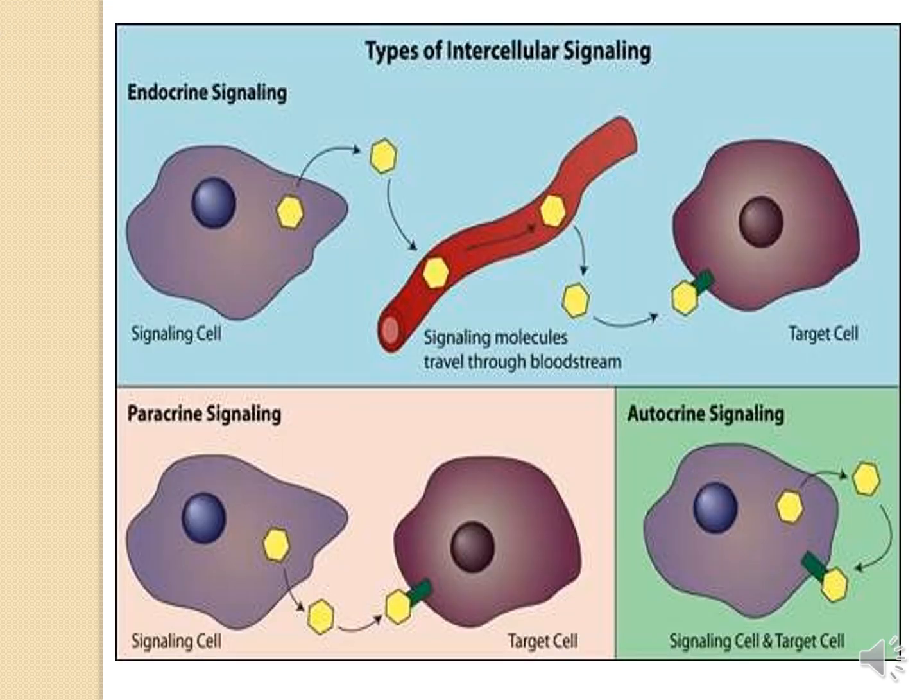You can see the endocrine signaling and the paracrine signaling in this slide. In the endocrine signaling, the signal molecules travel through the bloodstream and act upon the target cell. Whereas in the paracrine signaling, the signaling cell directly acts upon the neighboring cell, and in the autocrine signaling, the cell acts upon its own cell.